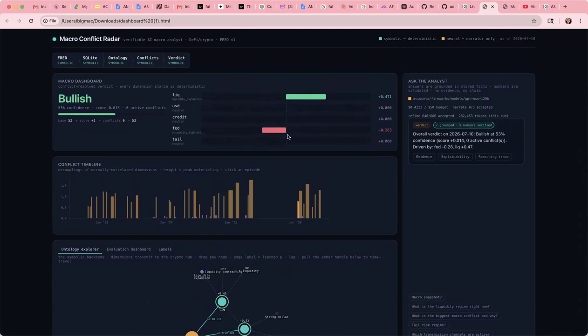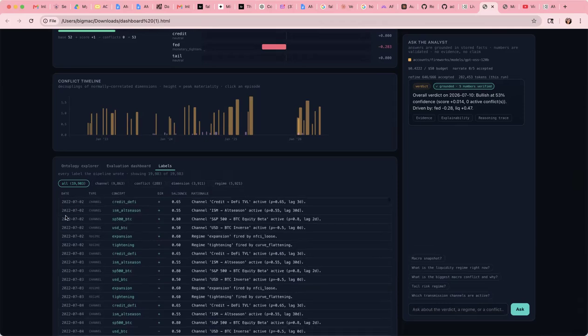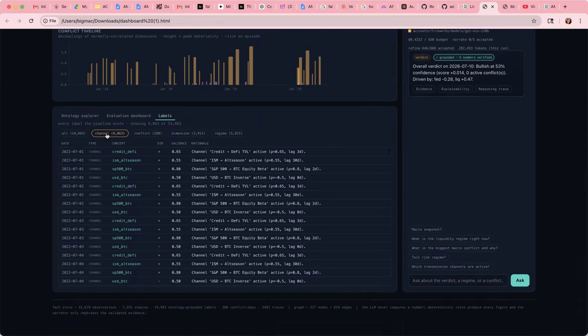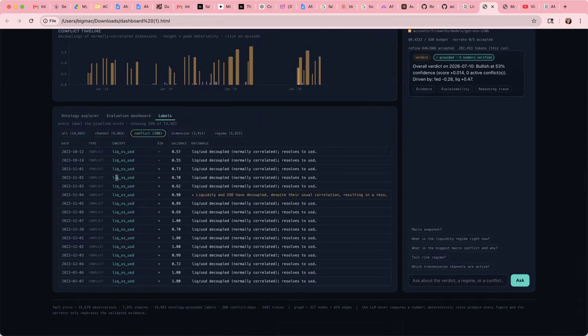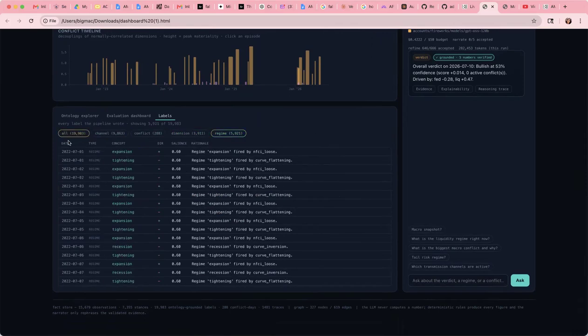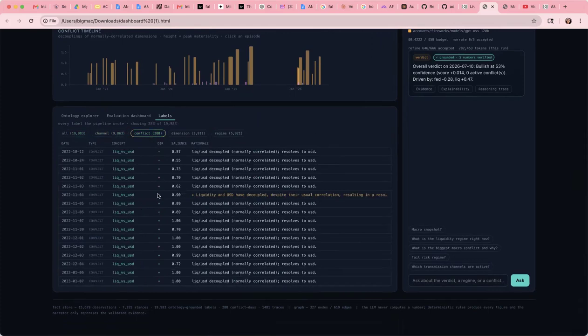Then I have the ontology-grounded labeling. It writes a structured label for every fiat regime, active channel, dimension stance, and conflict every single day. This is extremely useful. We have the labels for all the data that's ingested for the last 4 years. So when we see a conflict, we can go back and actually verify what the label was on that day.